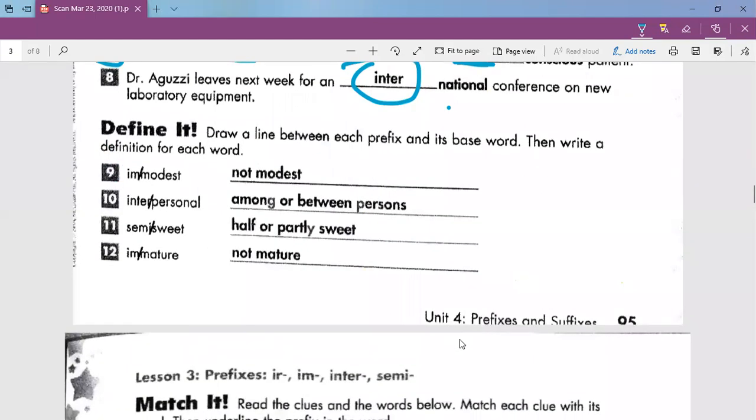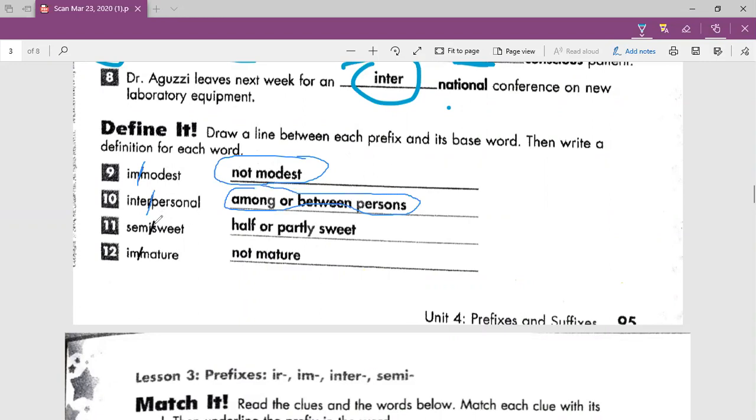So on the first one, we have immodest, which means not modest. You have to draw a line between im and modest. It's the same on number 10, interpersonal. And what is the meaning? Among, or between persons. Very good.